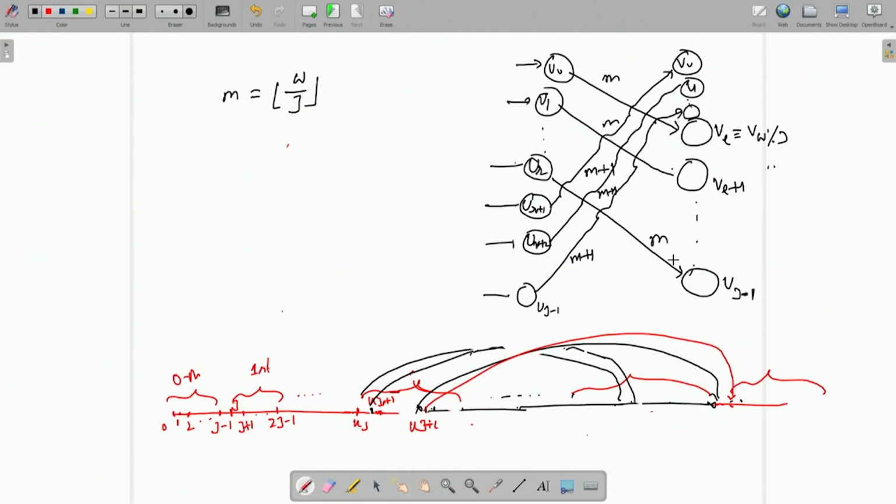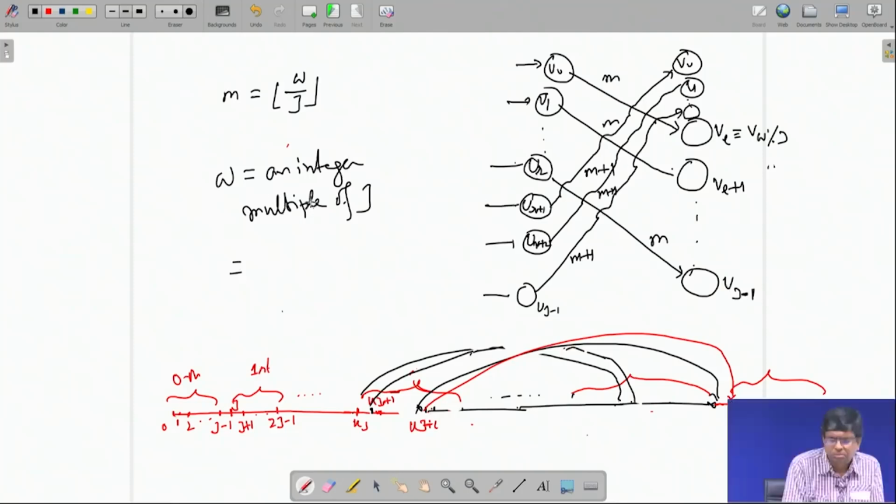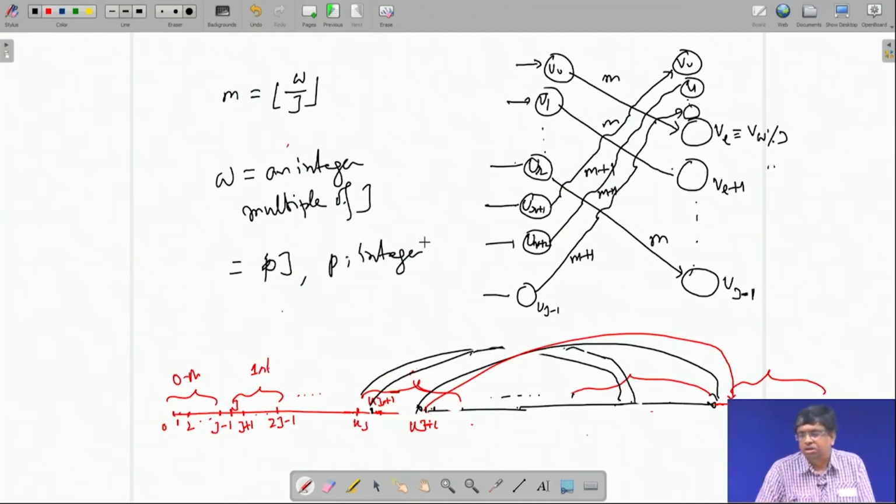You just think about what happens if W is an integer multiple of J, that is, W may be equal to P into J, where P is an integer. What will be the structure? Think about this. We will start from here in the next class. Thank you very much.